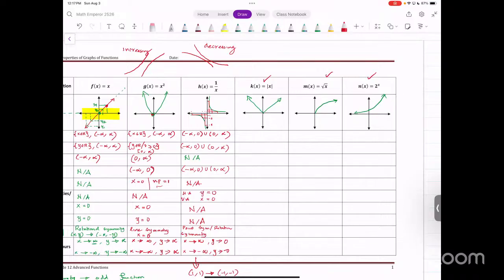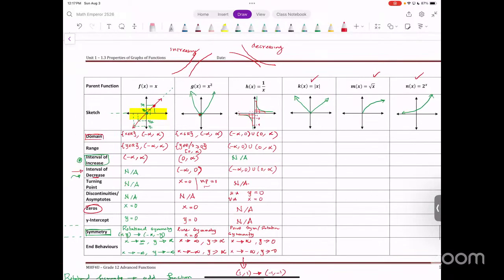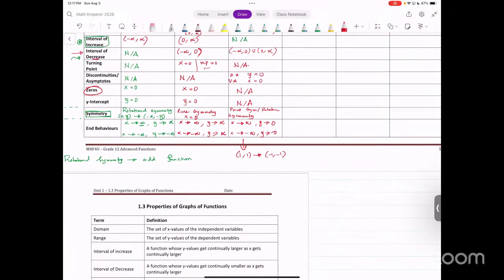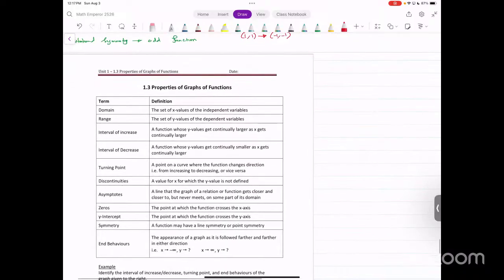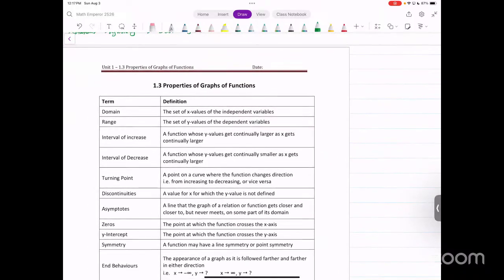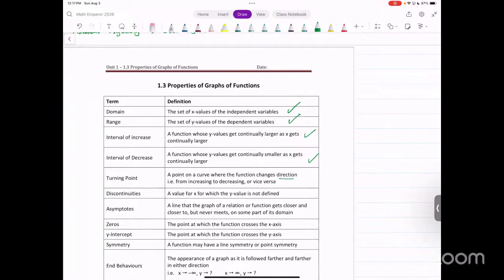So the absolute value of x, square root of x, and exponential function. The goal here is to visualize, or to learn how to write things in interval notation and set notation. So when it comes to the graph, we're going to be able to tell the following properties: domain, range, interval of increasing, interval of decreasing, turning point, a point on a curve where the function changes its direction. So go like that, go like that. Discontinuity, for which value of x the y value is not defined. Asymptote, you have learned in grade 11. Zeros, you have learned in grade 11. Y-intercept, you have learned in grade 11.